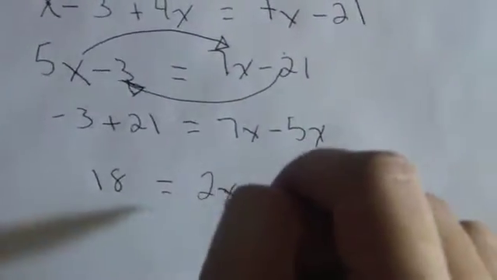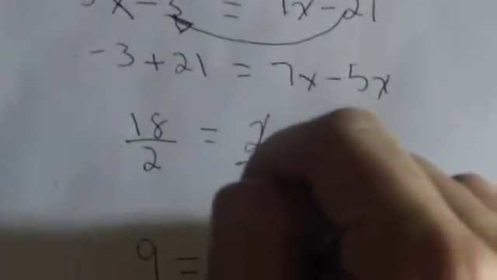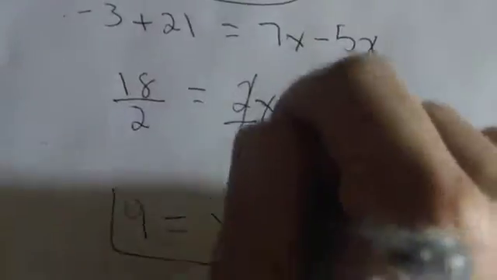Now we have to divide to get x by itself, so we are going to divide here by 2. And what we do on this side we must do on the other side. So it's 18 divided by 2, which is 9. And there you have it. x equals 9. And that's it.